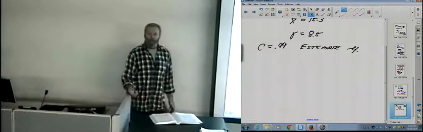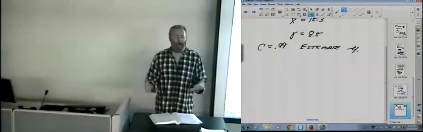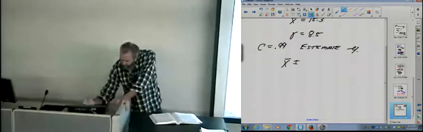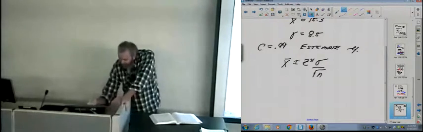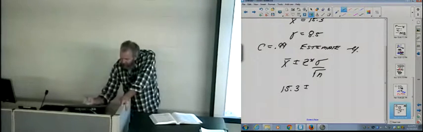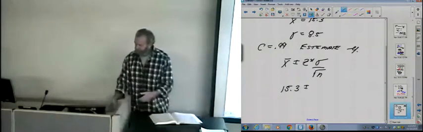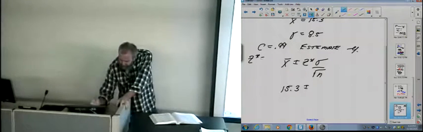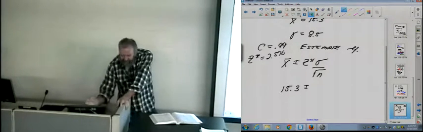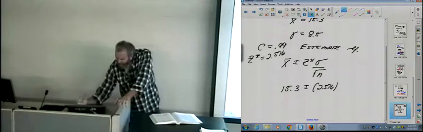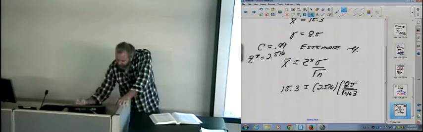So, is sigma given to me? Yes. That means I want this confidence interval when I know sigma. I want this guy right here: x bar plus or minus z star sigma over the square root of n. X bar is 15.3. What's z star? I don't know. I'm going to table C, right? My confidence level is 99%. My little z star, if you look on table C, is 2.576. So I've got plus or minus 2.576. My standard deviation is 8.5. My sample size is 463.